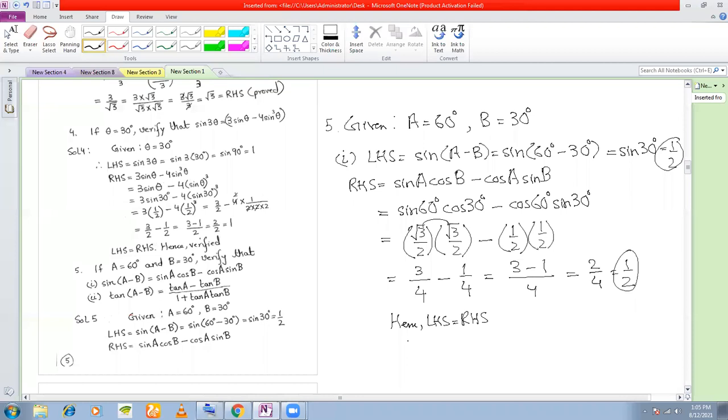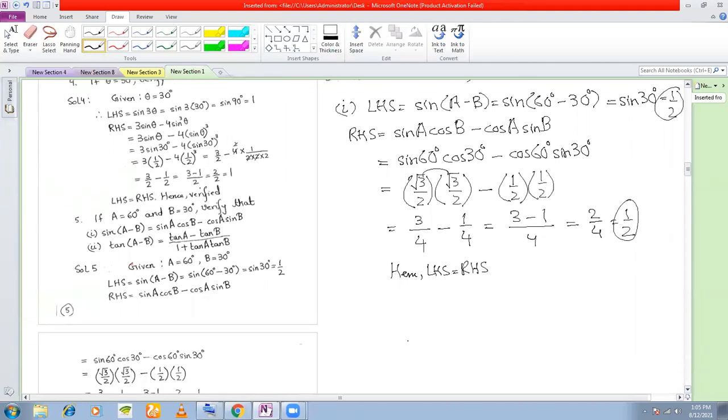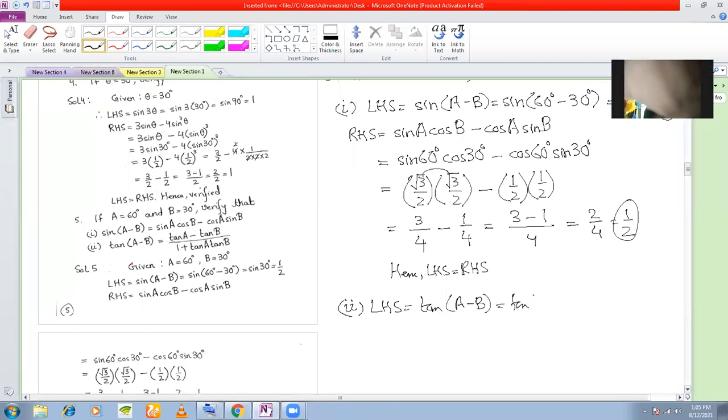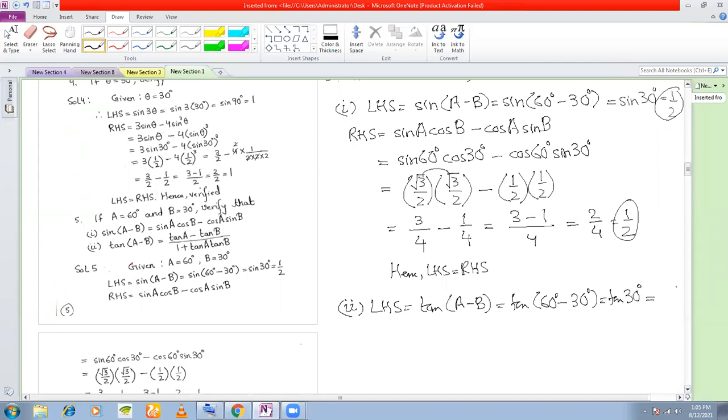Okay, this was the first one. Let us see the second one. Left hand side here is tan A minus B. A here is 60 degree. B here is 30 degree. So tan 30. What is the value of tan 30? 1 by root 3. Right hand side is tan A minus tan B divided by 1 plus tan A tan B.